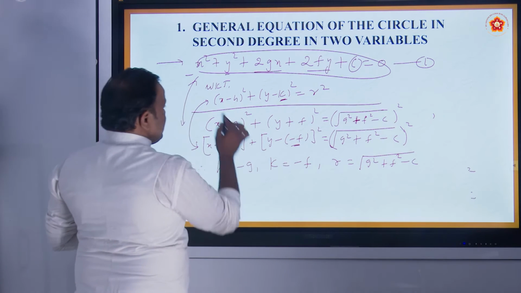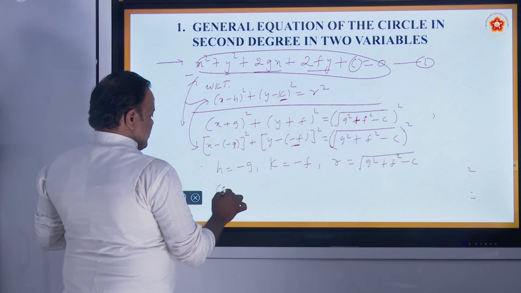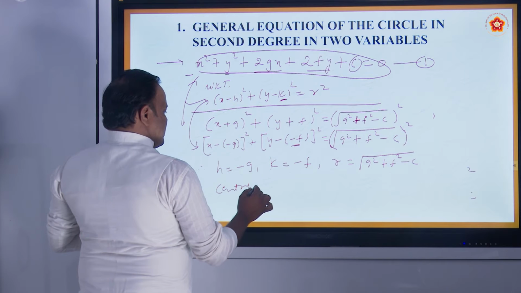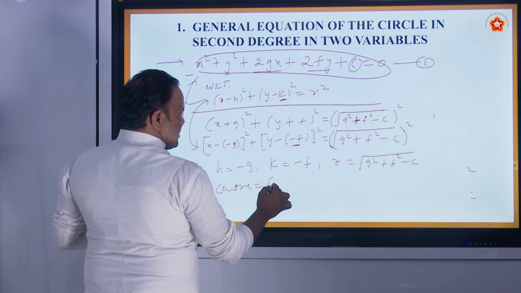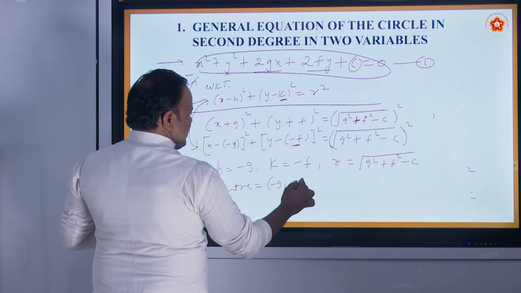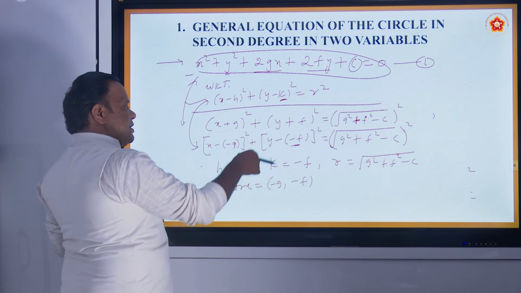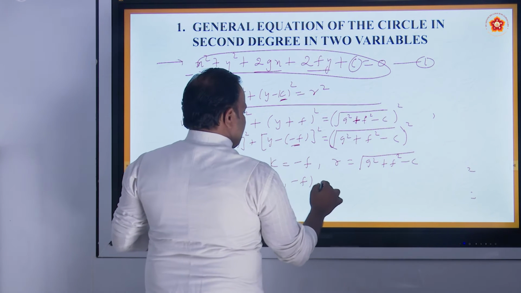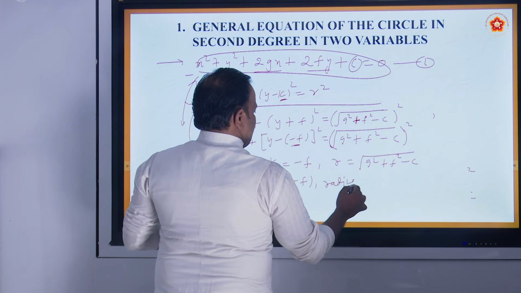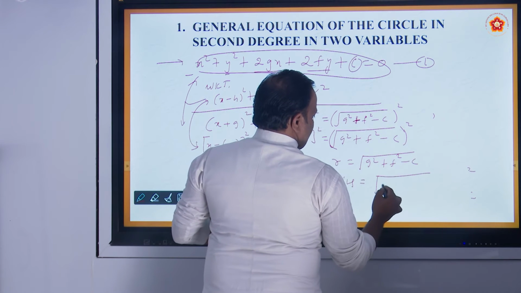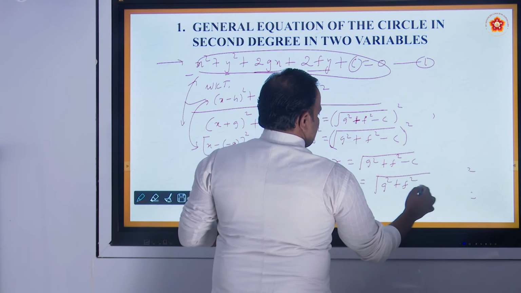So we know that the center of this circle is (h, k). Therefore, the center is nothing but (h, k), where h is minus g and k is minus f. This circle has center (h, k), with h equal to minus g and k equal to minus f. And what is the radius? The radius is equal to the square root of g squared plus f squared minus c.